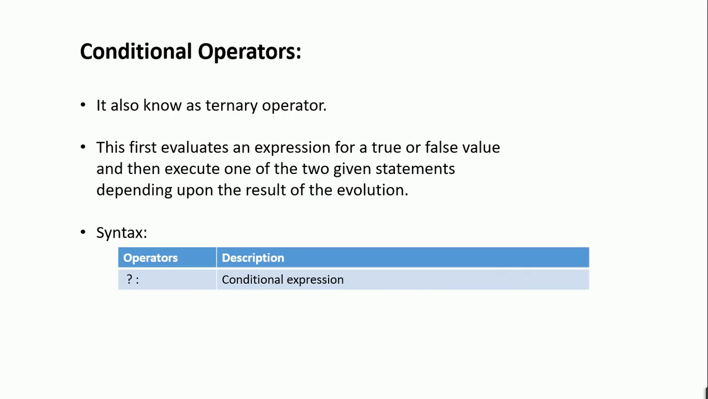Then we have the conditional operator. It is also known as the ternary operator. What it does is it first evaluates the expression to get the value true or false, and based on the value it executes the statement. How it works: we specify our expression before this question mark, and if the value of the expression is true, then the first statement is executed, which is before this colon, and if the condition is false, then the second statement is executed, which is written after this colon. That's how the conditional operator works, guys.